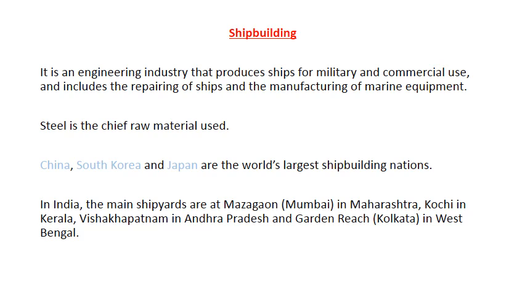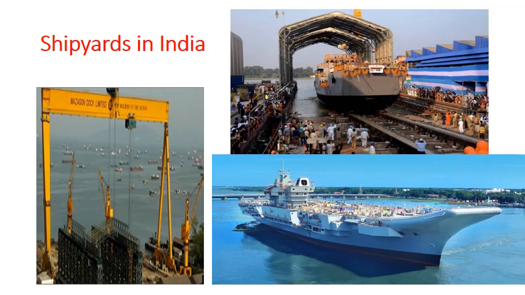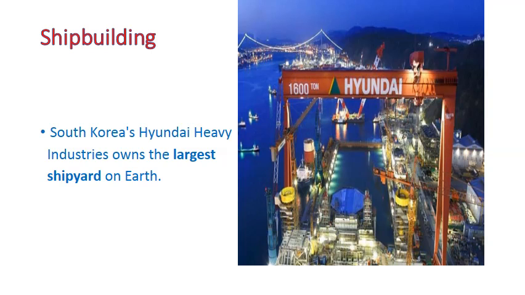China, South Korea and Japan are the world's largest shipbuilding nations. In India, the main shipyards are at Mazagaon, Mumbai in Maharashtra, Kochi in Kerala, Visakhapatnam in Andhra Pradesh and Garden Reach in Kolkata in West Bengal. South Korea's Hyundai Heavy Industries owns the largest shipyard on earth.